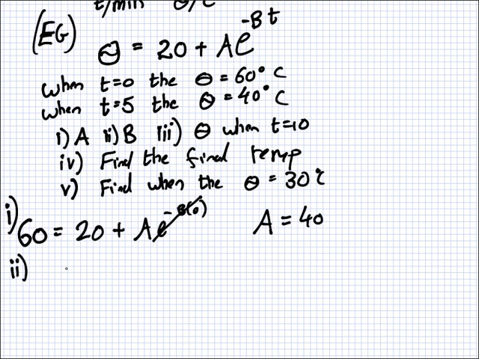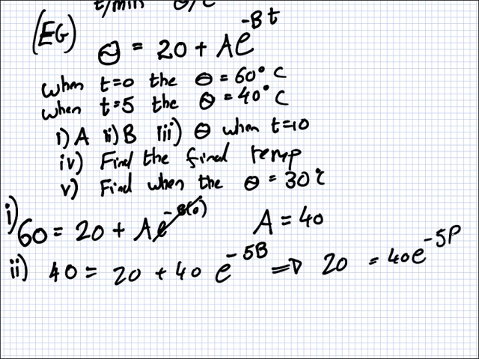So we can use the second piece of information here. 40, isn't it? No, I think, hang on, sorry. The A is, yeah, sorry, 40. So 40 equals 20 plus 40 e to the minus 5B, because the T is 5. Yeah? So this becomes 20 equals 40 e to the minus 5B. So that becomes 0.5 equals e to the minus 5B.